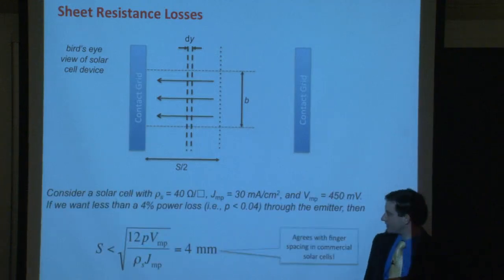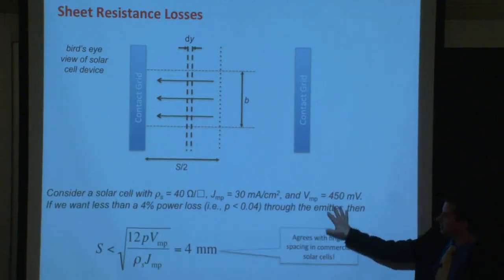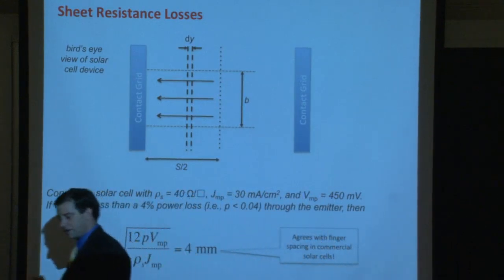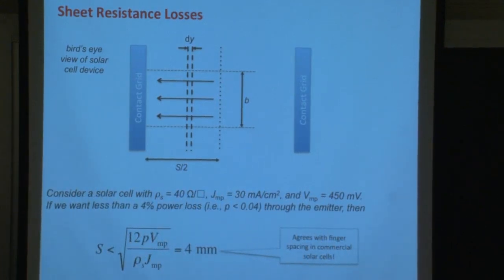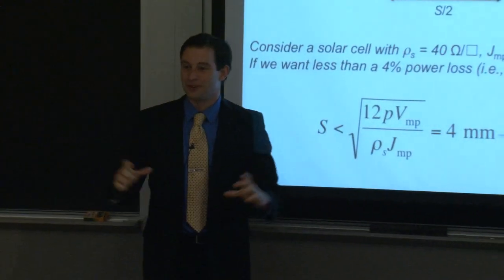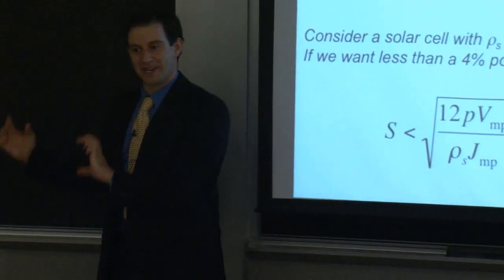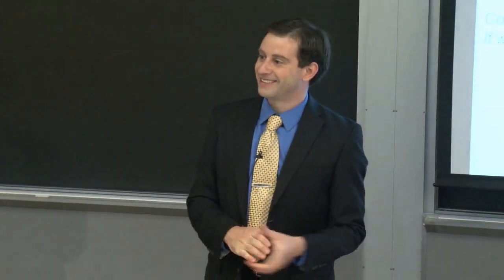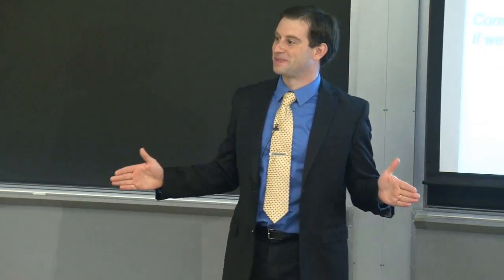And if you run through the calculations with a typical set of parameters for a silicon-based solar cell, you'll find out that your metallization fingers should be separated on the order of 4 millimeters. And if you remember the real solar cell devices that you saw embedded in that module, the separation of the fingers is just about 4 millimeters. So this is where that finger separation comes from.